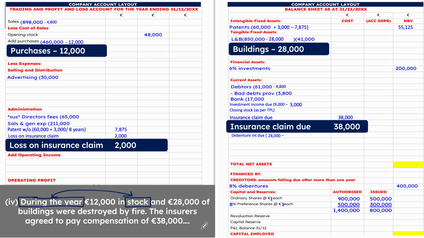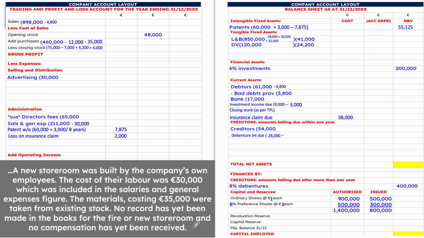So we need to break down a big long paragraph into chunks and just deal with it bit by bit. The next part here says a new storeroom was built by the company's own employees. The cost of their labour was 30,000 euro, which was included in the salaries and general expenses figure. The materials costing 35,000 were taken from existing stock. No record has yet been made in the books for the fire or new storeroom, and no compensation has yet been received. So there is a hell of a lot going on here, and all we can do is bit by bit by bit break it all down.